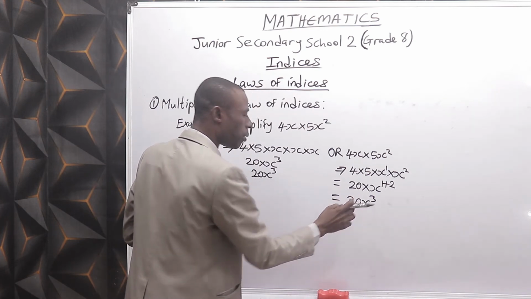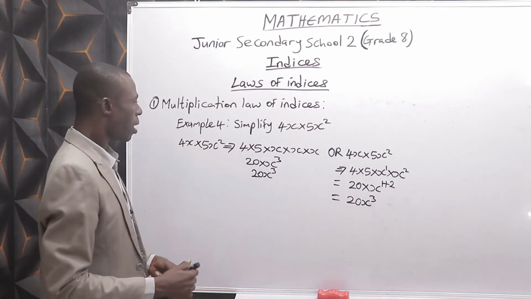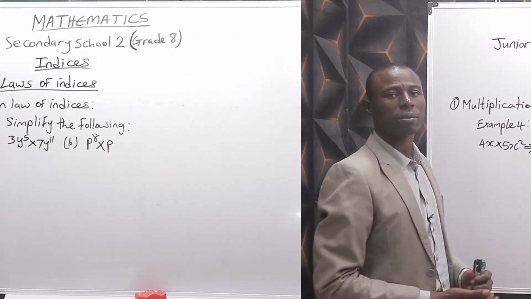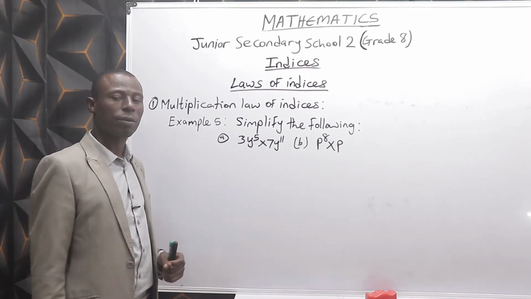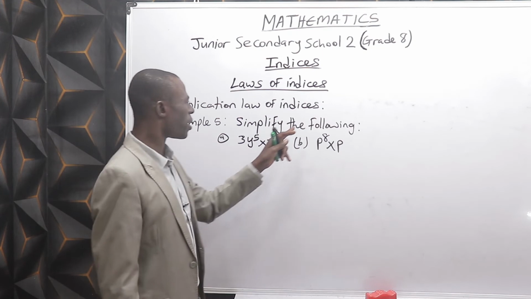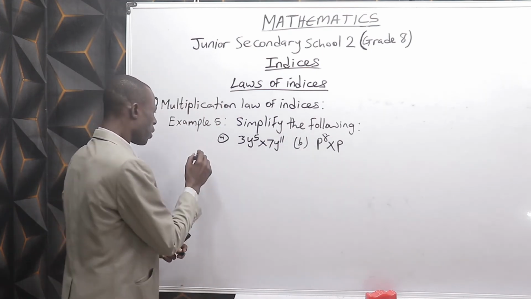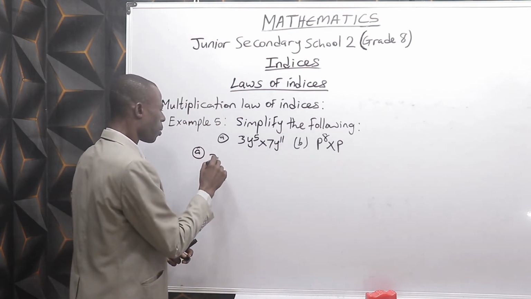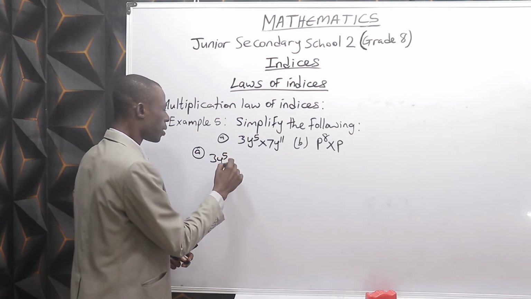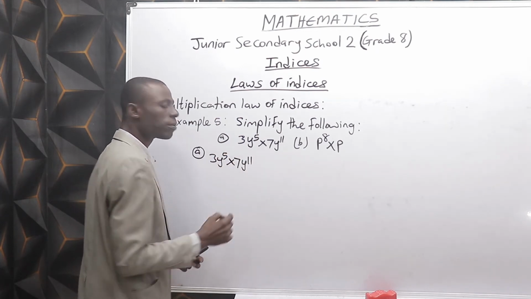I want to believe you understand it perfectly, and that is that about that. Let's consider example 5. Simplify the following. Here, 3y raised to power 5 times 7y raised to power 11.